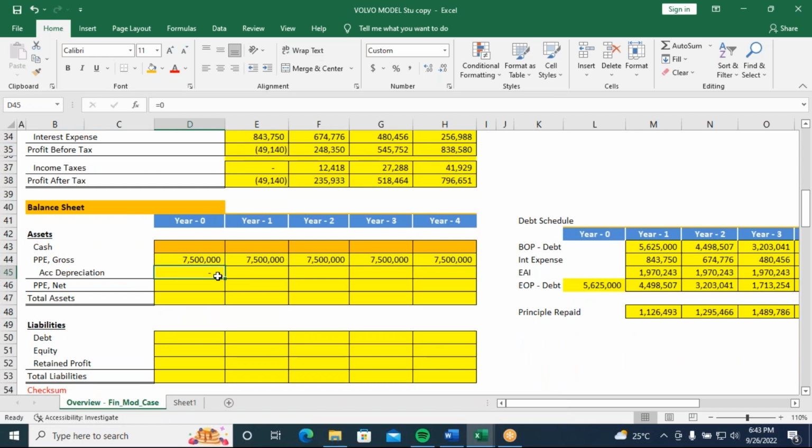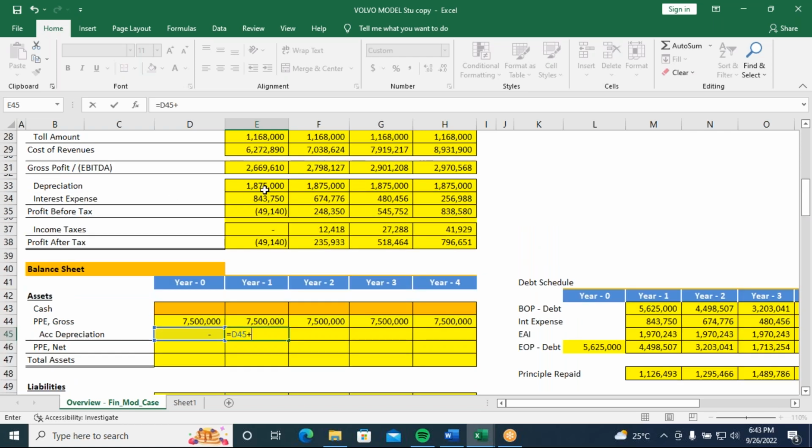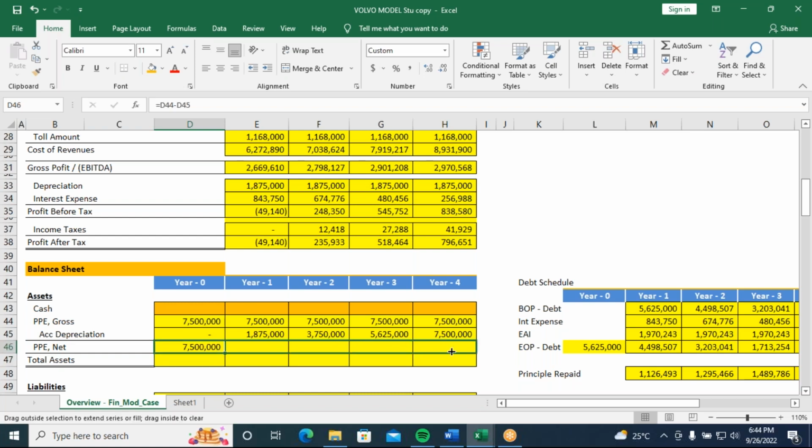So here, when we calculate the depreciation, at the year beginning there is no depreciation value. In the first year, it will be the previous year value plus the depreciation that has happened. Enter. So I'll select and drag it. So the net amount will be equal to gross minus the depreciation. I'll select and drag this.